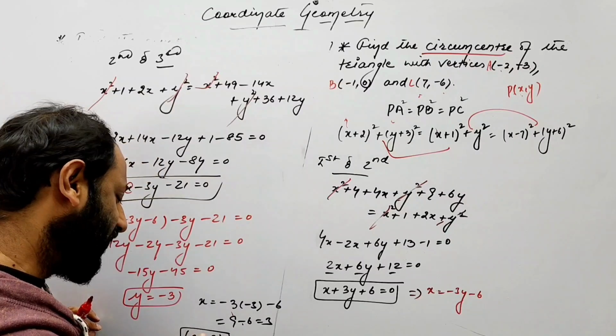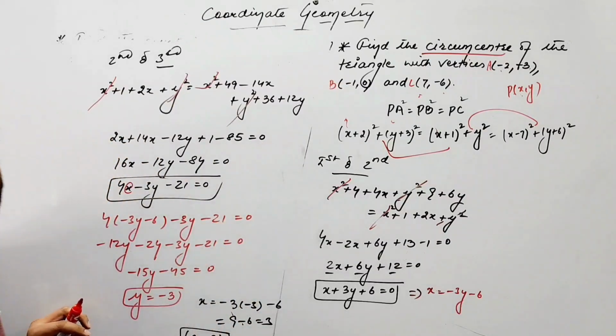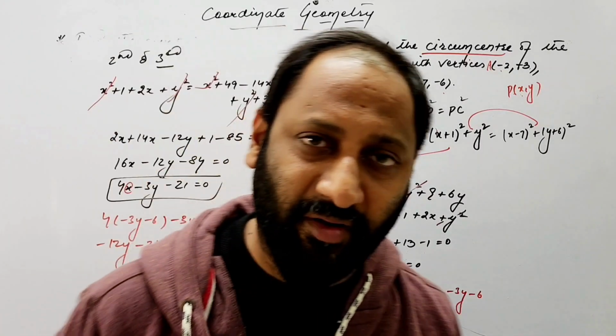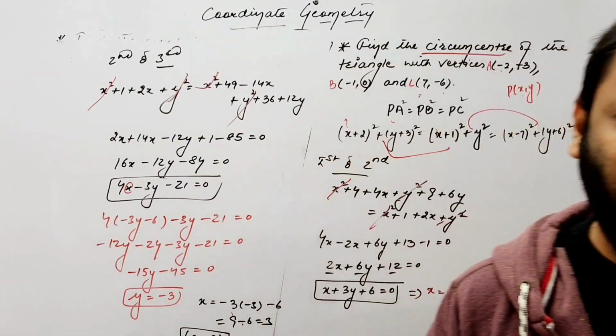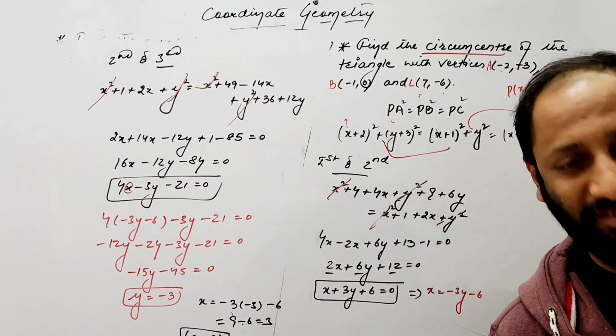Now if we check, this point will be equidistant from all three points. So guys, this was the very first topic of coordinate geometry, the distance formula. I hope it will be very useful for your fast track revision. Thank you.